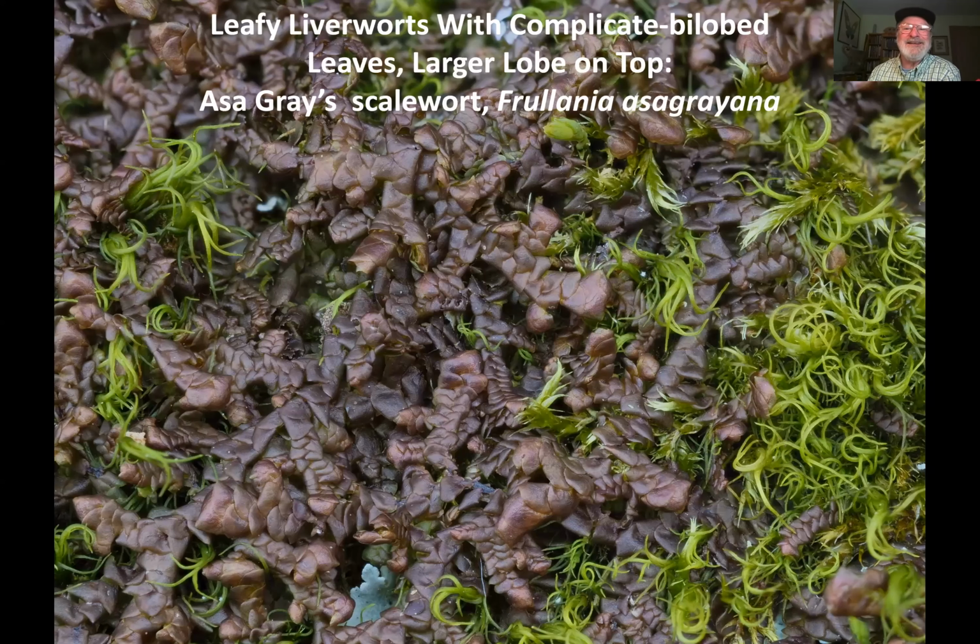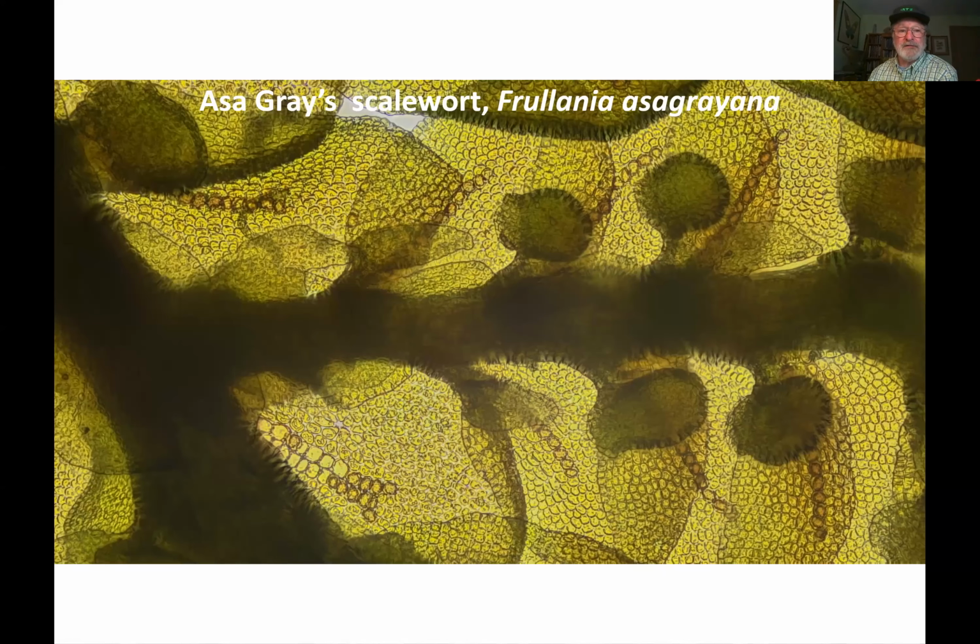Perianth. Here's another species of scalewort. It's Frullania asagrayana, named after the great American early botanist Asa Gray. And through the microscope, this is a good one. It has a nice tell. It has this chain of thicker walled cells that are extending from the base of the leaf. It kind of looks like a midvein, which is something that liverwort leaves don't have. These are called ocelli. And it's a very nice feature for distinguishing an otherwise pretty similar Frullania through the microscope.